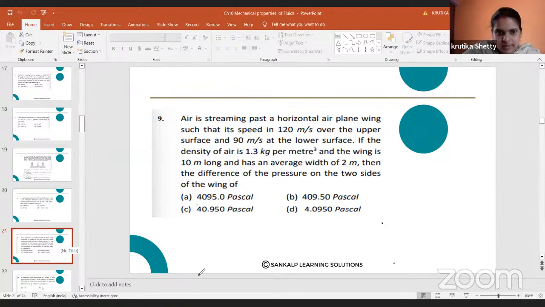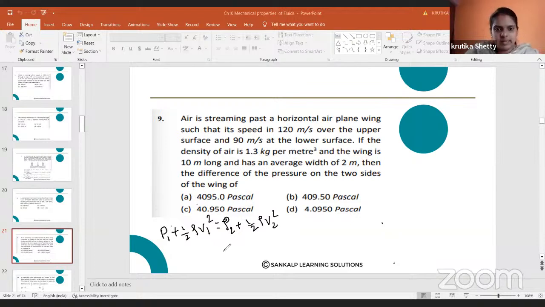So this can be simplified by using Bernoulli's principle. The application of Bernoulli's principle is there. Whatever the aeroplane is there, it works on the principle of Bernoulli's theorem. Right? So Bernoulli's equation in terms of the potential and pressure is equal to P2 plus half rho V2 square.